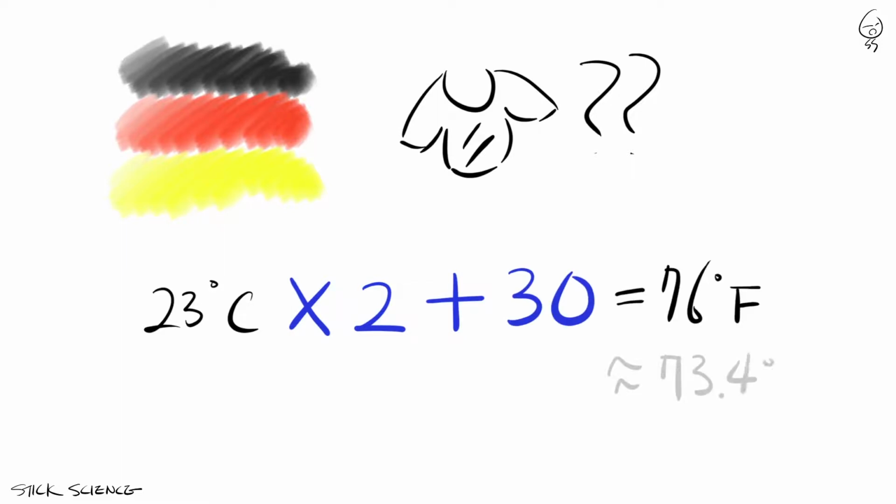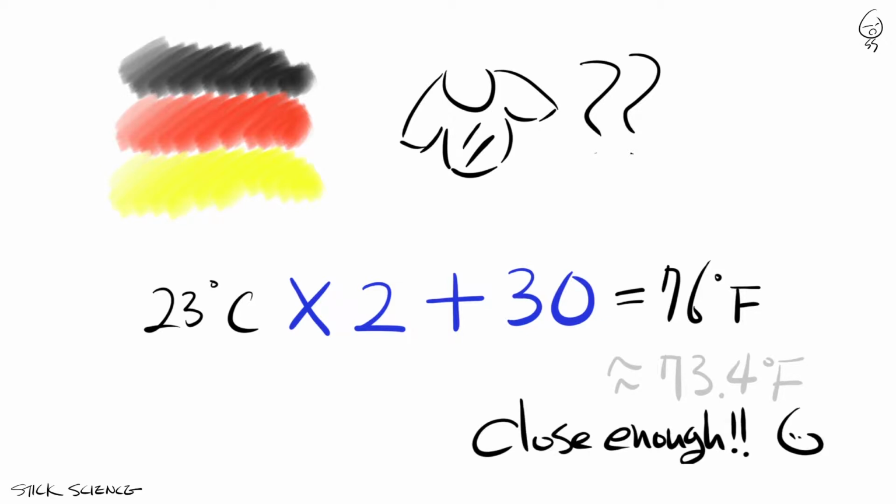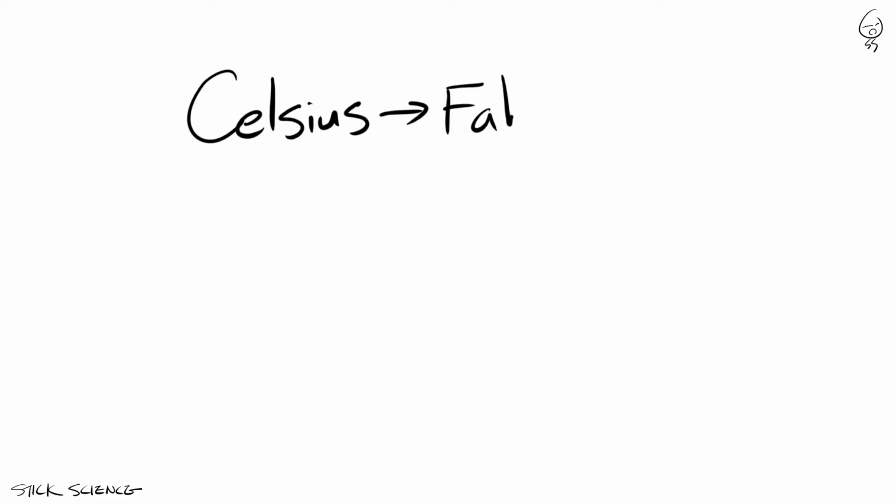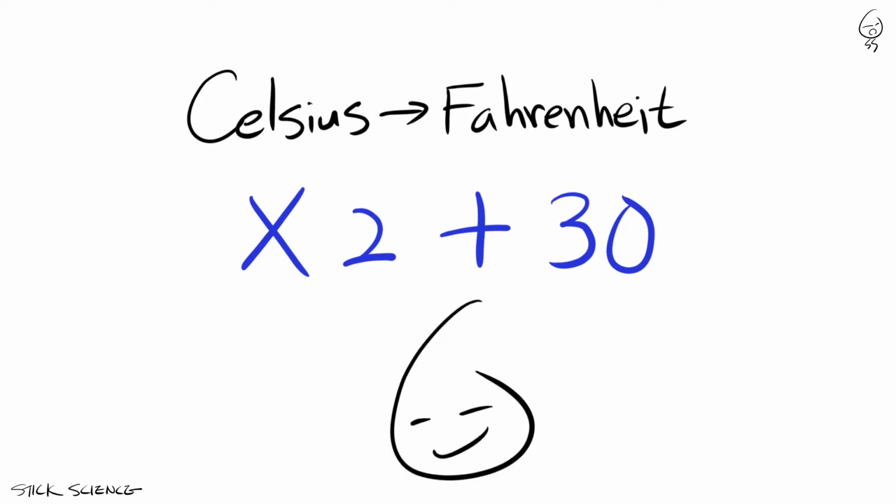The actual number is 73.4. But if all you're trying to do is decide what to wear, I'm sure the margin of error is more than acceptable. And that's how you convert Celsius to Fahrenheit without a calculator. As for going from Fahrenheit to Celsius, take a wild guess, you lazy bums. Stick science.